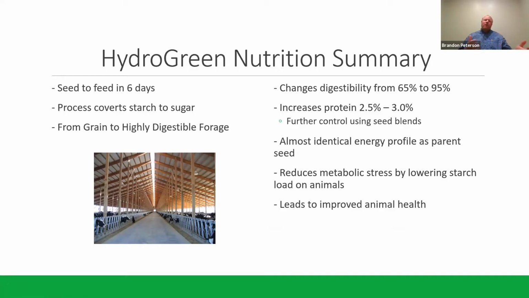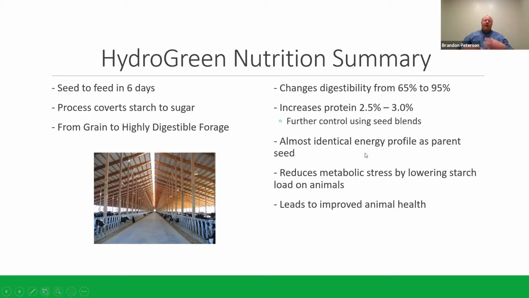So if you have a low protein seed, maybe it's only a 12% protein seed to start with, the parent seed before you water it, it's going to go up to about 14 or 14.5%. And if you're starting with a nice 16% protein seed, you'll probably end up somewhere between 18.5 and 19%. You're going to have an almost identical energy profile as the parent seed had. You're just going to convert that starch into sugars.